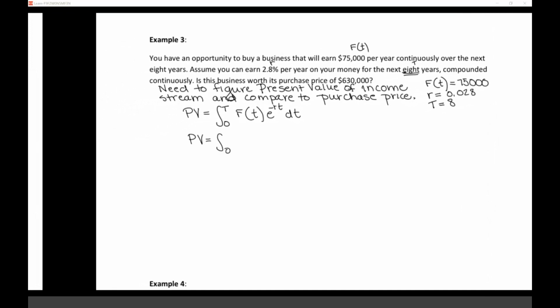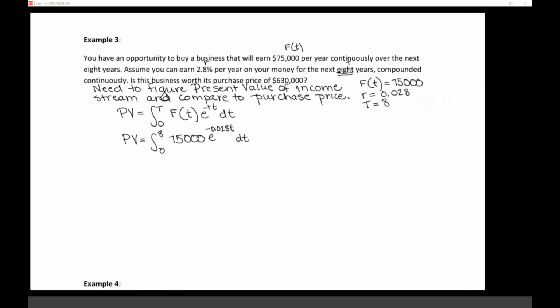So that's the integral from 0 to 8 of 75,000 e to the minus 0.028 t dt. Okay, so there's the integral with all the bits plugged in. Anybody got questions so far? Either where the numbers are coming from or how I'm plugging them in? Okay, good. All right. So now we're going to put our calculus hat on because we handled the word problem bit.